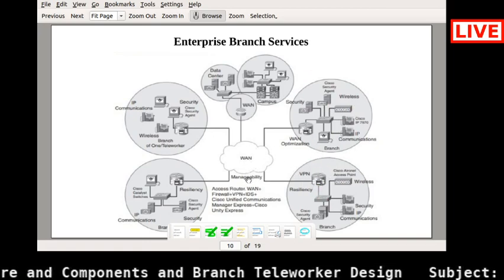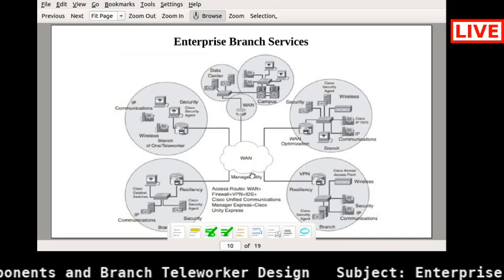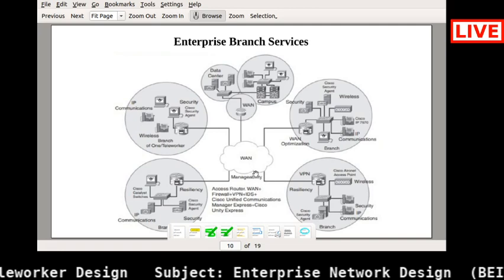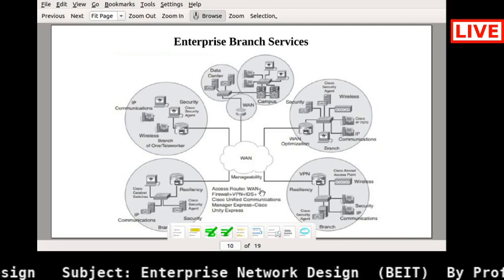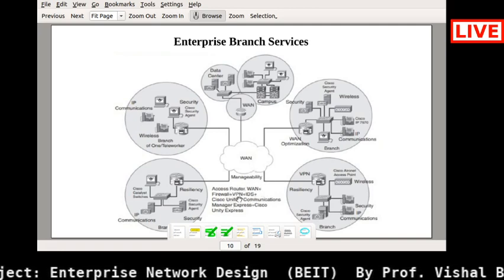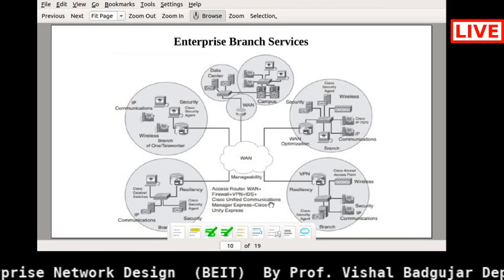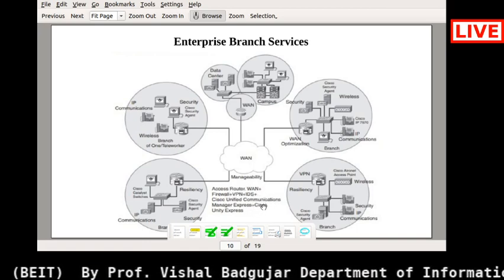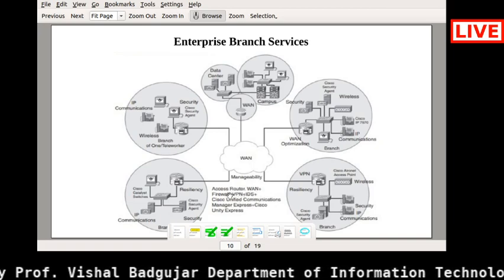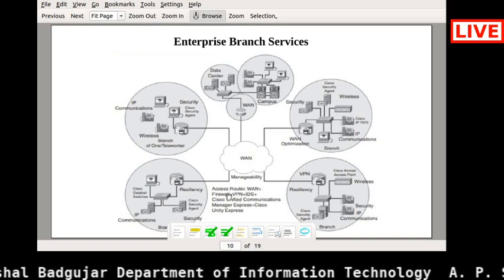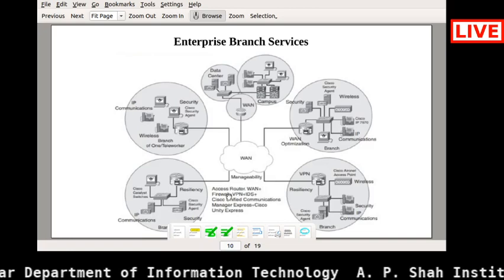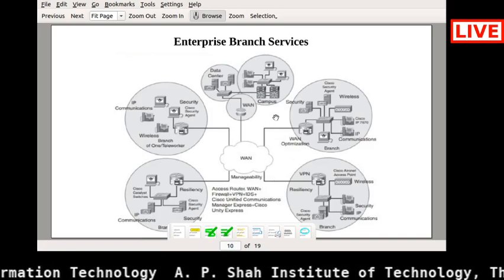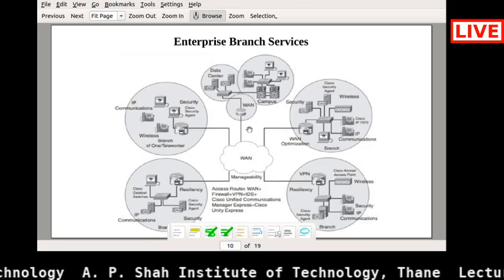So if you see here, it will be giving you different security. If you're talking about security, then the firewall, VPN, IDS, right? It will be using some Cisco Unified Communications for your IP communication part, right? It will be using Communications Manager Express and Cisco Unity Express also for other kinds of operations, right? So these are the different kinds of services which will be provided by these branch services, right?